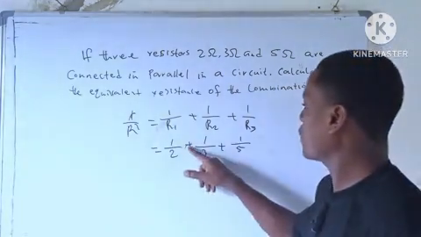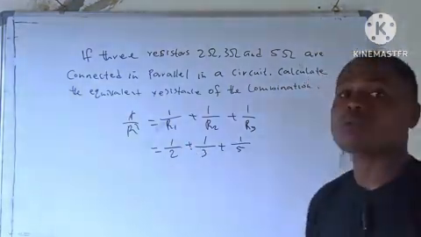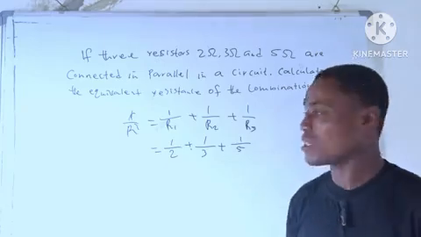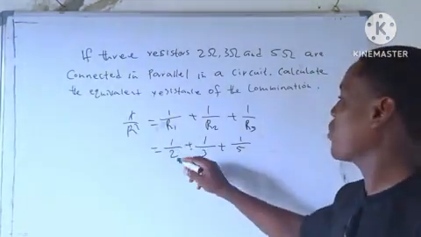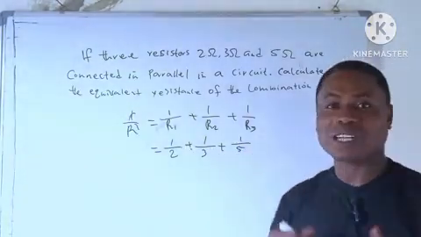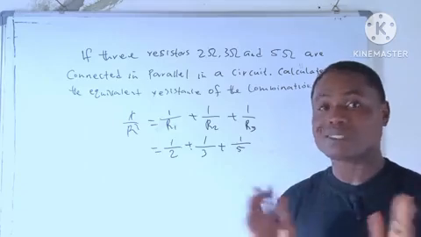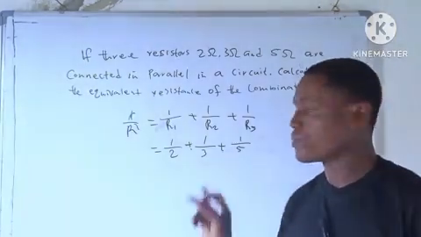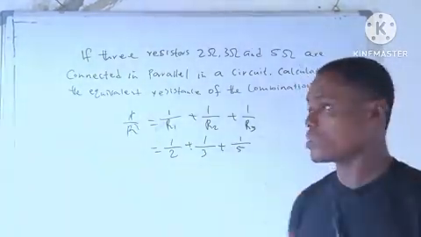Now, this is where most students will be confused. They won't even know where to start from. We have 1 over 2 plus 1 over 3 plus 1 over 5. Where do I start from now? Almost confusing. It's very simple. Now the first thing, listen carefully. I want to explain something now.